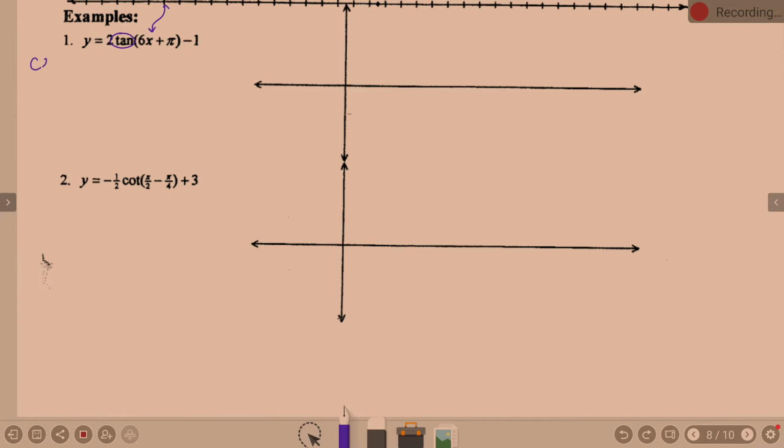What's my center line? -1. Instead of amplitude, I'm going to ask, are we stretching or flattening? Stretching. We're going to vertically stretch by a factor of 2. And so I'm writing V point, period, and then stretch. It's a vertical stretch by a factor of 2. The key there is to know vertical stretch.